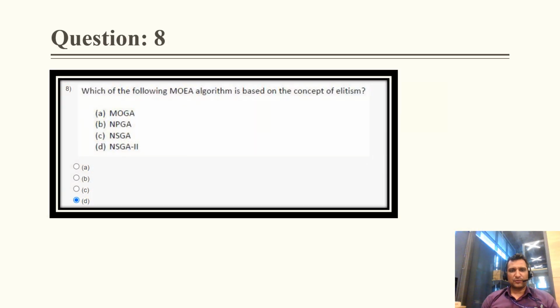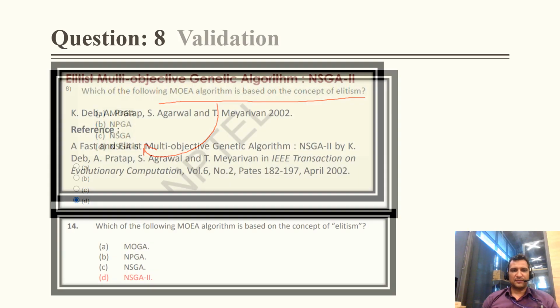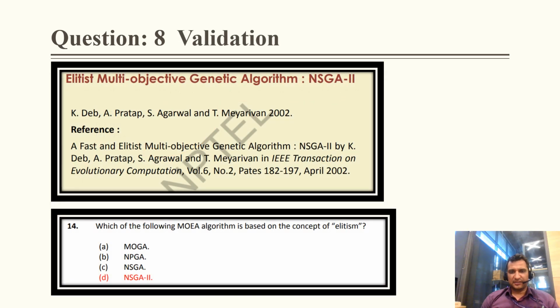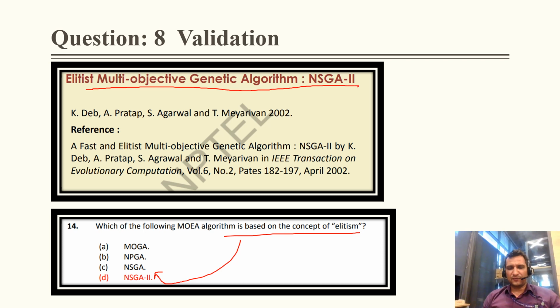Question number 8. Which of the following MOEA algorithm is based on concept of elitism? NSGA2 is based upon elitism, that is non-dominated sorting genetic algorithm 2, and NSGA was not based on elitism. Question number 8 validation: this question was asked in the previous year. Same question, elitism. So NSGA2 is the answer. And when we go to the elitist multi-objective genetic algorithm, that is NSGA2. So with the help of these two proofs we can validate our answer.